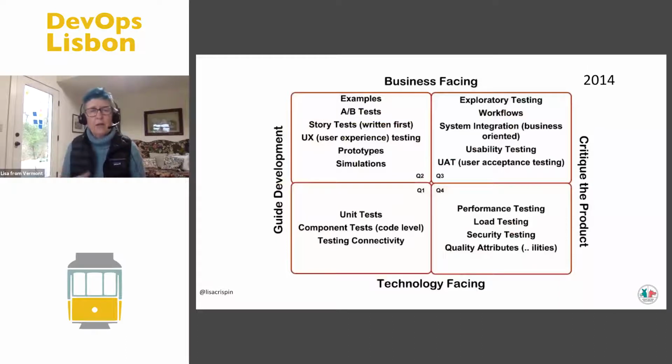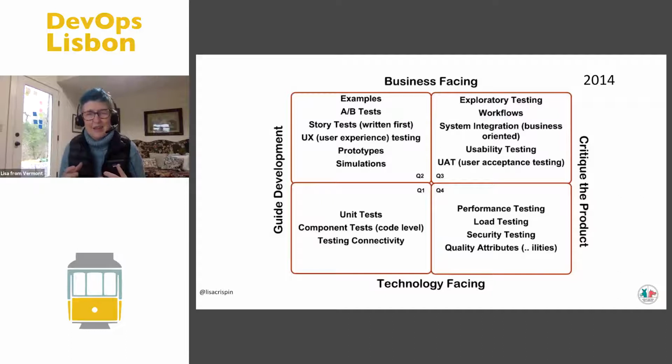And by the time we got to our second book, we dropped the little clouds because it was just getting way too complicated. And we changed supporting the team to guiding development. So these things on the left are how we guide development. And we started adding things like connectivity to that bottom left quadrant to show that it's not just about unit tests there. And we tried to give more examples of the quality attributes, these utilities: reliability, sustainability, performance, all those things that are important to us.